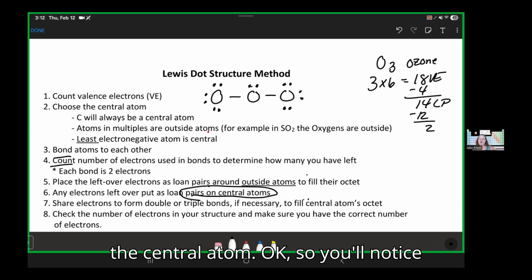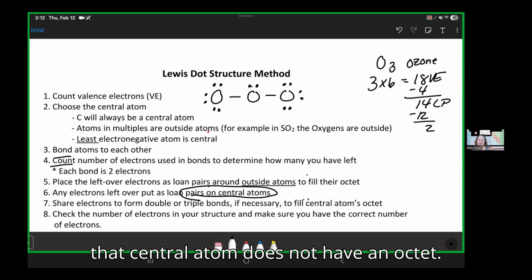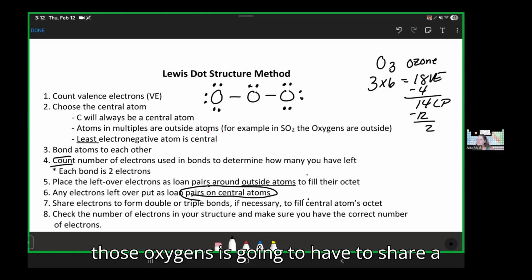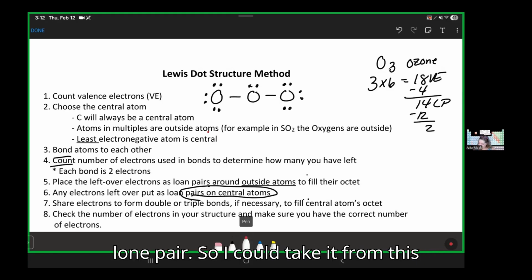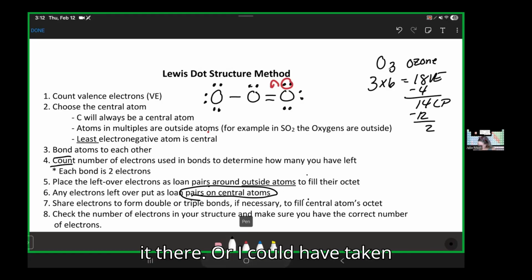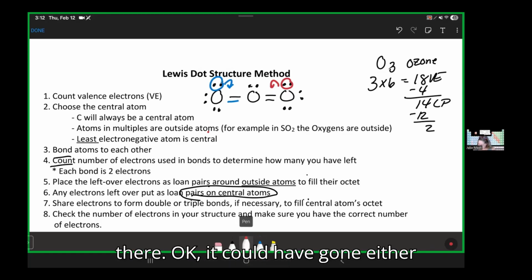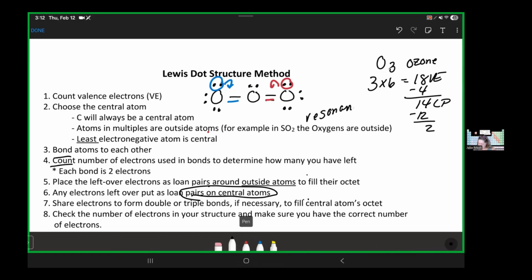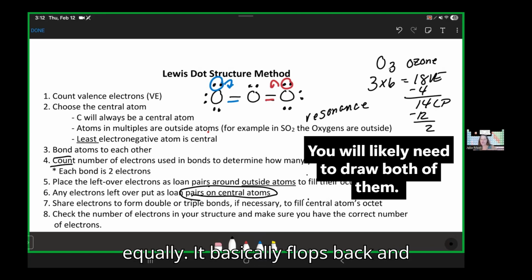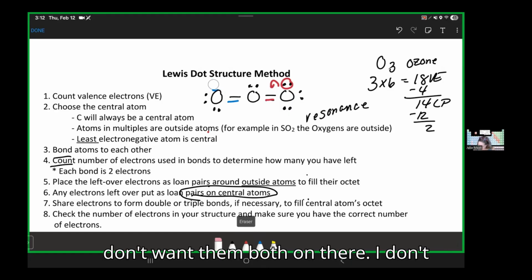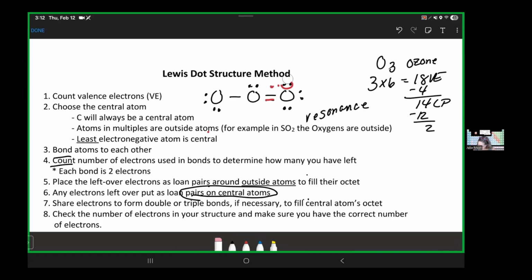Okay, so you'll notice that central atom does not have an octet. Both of the side atoms have octets, but the central atom does not. So one of those oxygens is going to have to share a lone pair. So I could take it from this oxygen, move it down here, and put it there. Or I could have taken it from this oxygen and put it there. It could have gone either way. That's what we call resonance, when either one of them could do it equally. It basically flops back and forth between the two. So I'm going to get rid of one of those because we don't want them both on there. I don't want to confuse you.